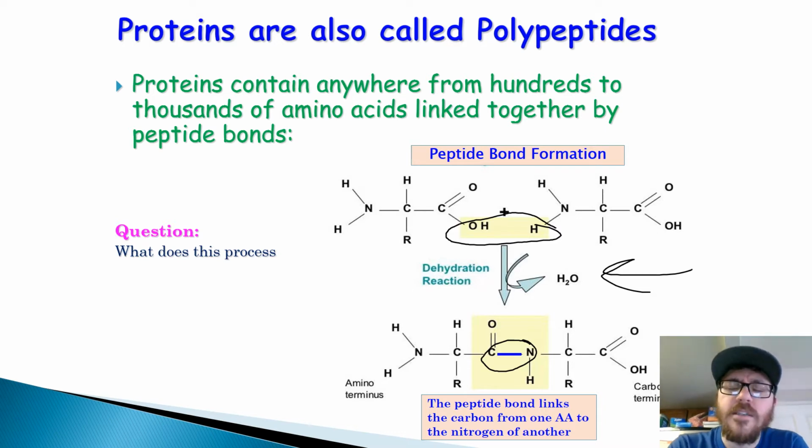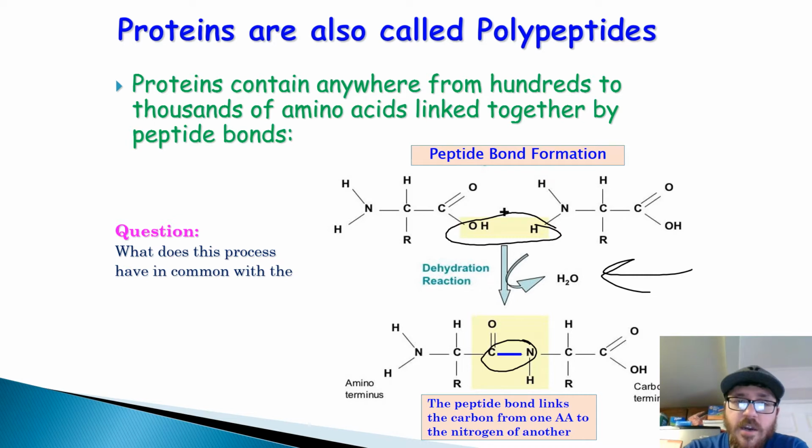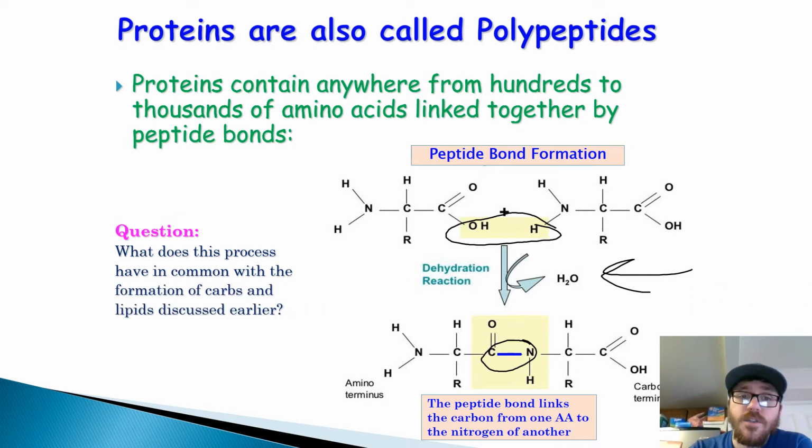Now, these proteins can be very, very long, from hundreds of amino acids to thousands of amino acids. So our question here: what does this process have in common with the formation of carbs and lipids that we've talked about previously? I'll give you a hint, it has to do with the reaction.